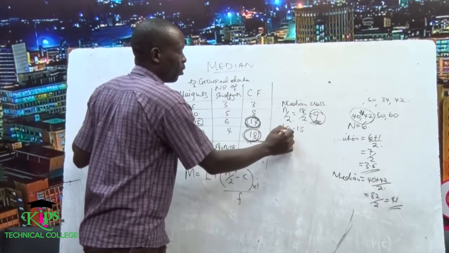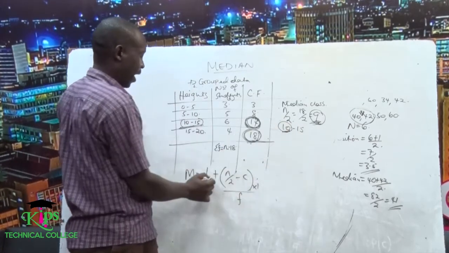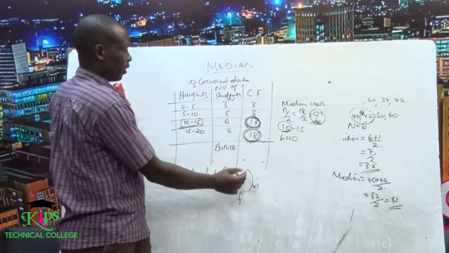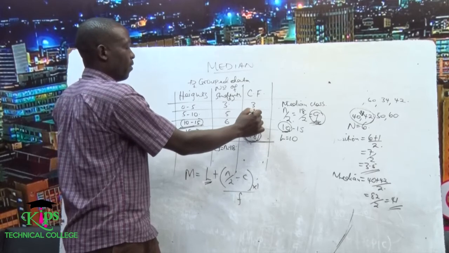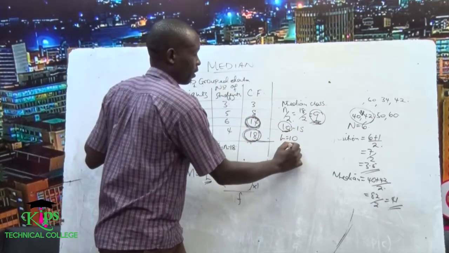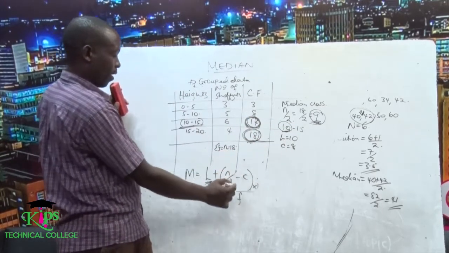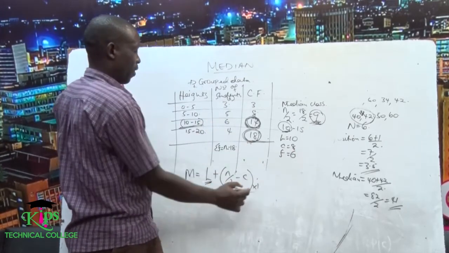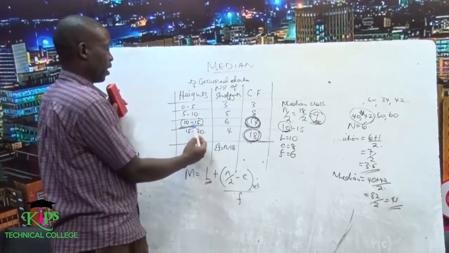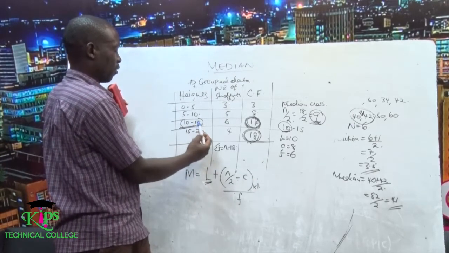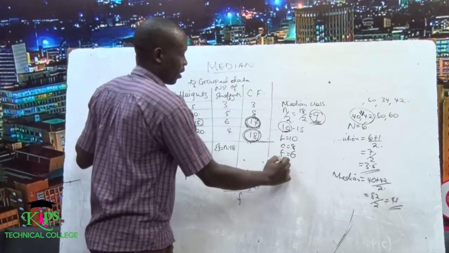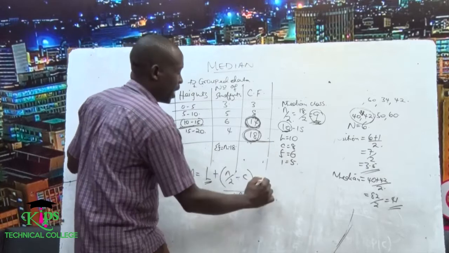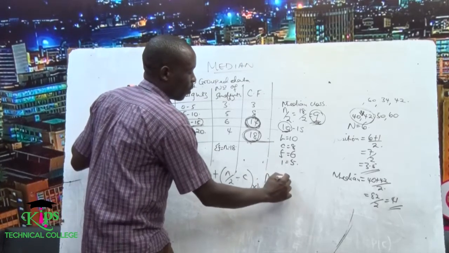Therefore, the lower limit, which is 10, is going to be our L here. So our L is 10. Our C is the cumulative frequency above this one, which is 8. Our F is the frequency for this class, which is 6. And then I is the class interval. We get the difference between these two values, the upper limit and the lower limit. You get that the I is going to be equal to 5. Therefore, our median would be equal to what?